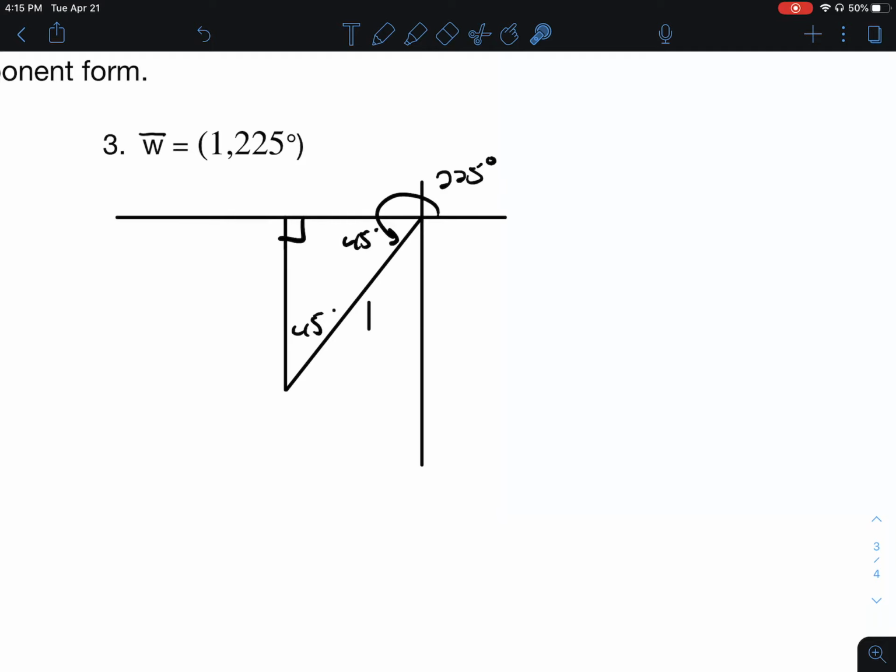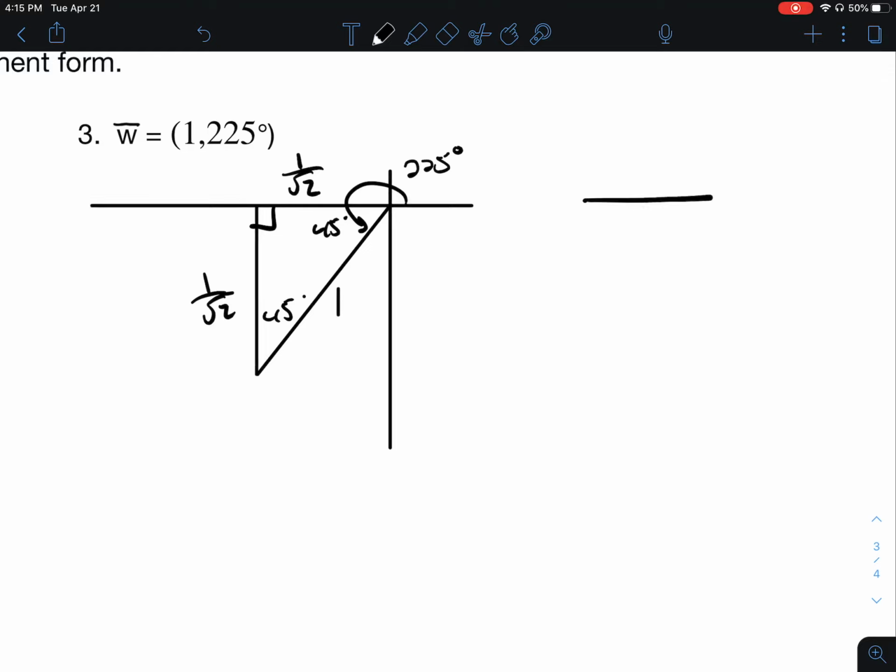Now we are used to a 45, 45, 90 having the legs as 1. If the hypotenuse is 1, the legs cannot be 1. That doesn't make any sense. The hypotenuse is the leg times the square root of 2 bigger, not square root of 1. That means that these legs are square root of 2 divided into 1 smaller.